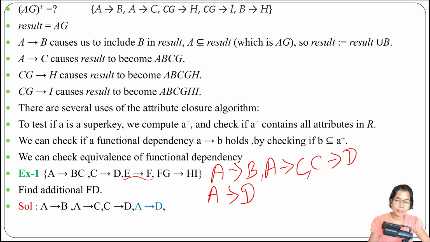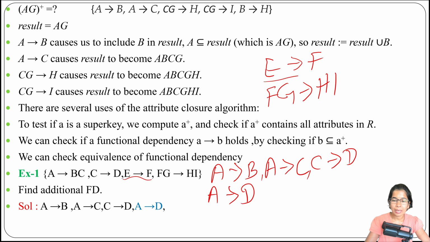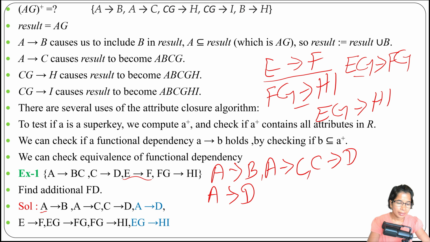Next, E derives F and FG derives HI. Here we can add G. We can write EG derives FG. EG derives FG, FG derives HI. So from these two, we can write EG derives HI. Here we added A derives B and A derives C by decomposition, then A derives D by transitivity, then EG derives FG by augmentation, then by transitivity we can add EG derives HI.